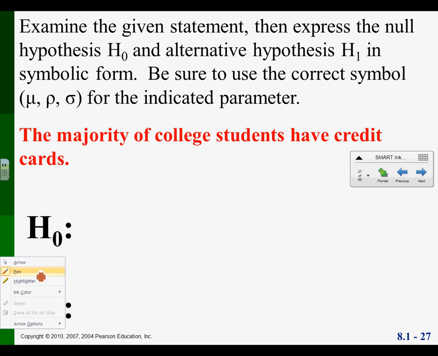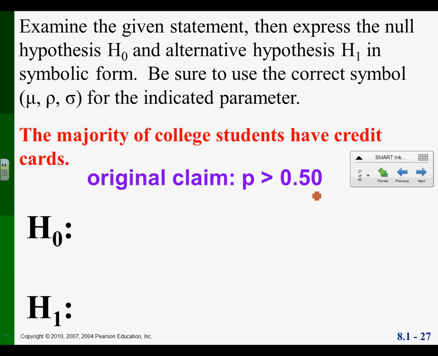Let's see. Here we go. So there's the original claim that p is greater than 0.5. So what do you think the null hypothesis will be? What symbol has to be used in the null hypothesis? There are four symbols you can choose from. Equal? Yeah, that's what I would say. p equals 0.5.